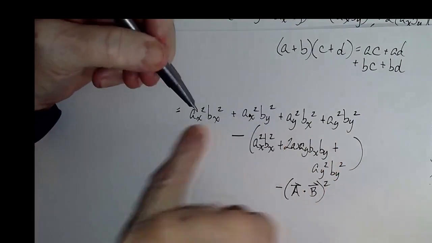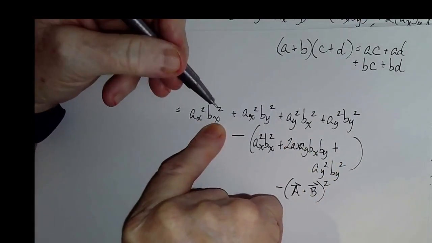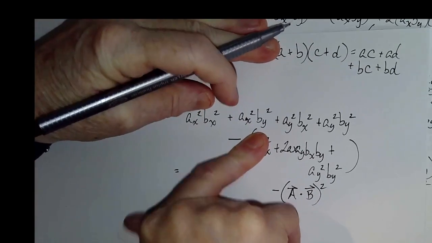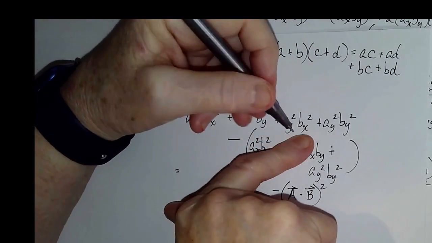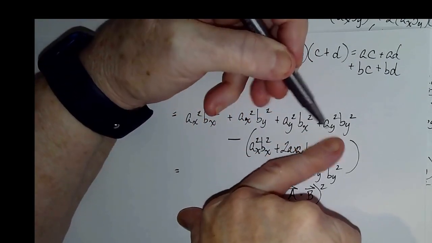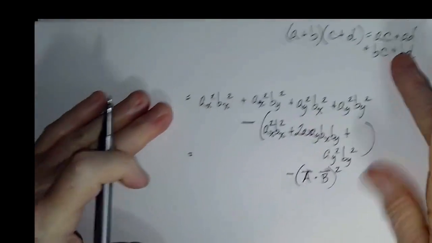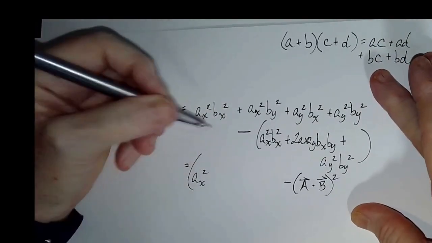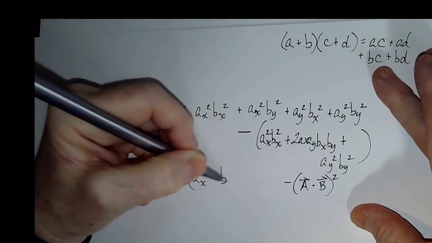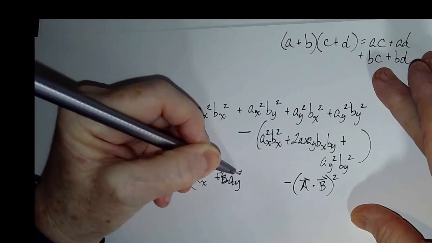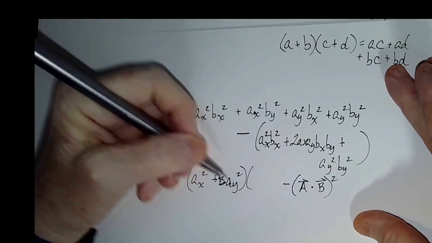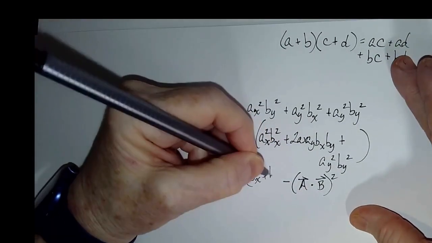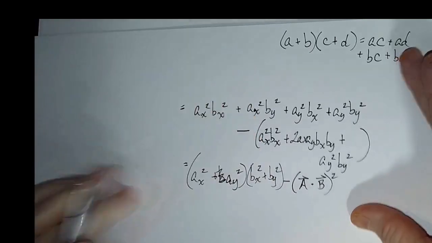And let's look at this. These first four terms, we have AX squared BX squared, we have an AX squared BY squared, we have an AY squared BX squared, and an AY squared BY squared. That is exactly AX squared plus AY squared times BX squared plus BY squared.